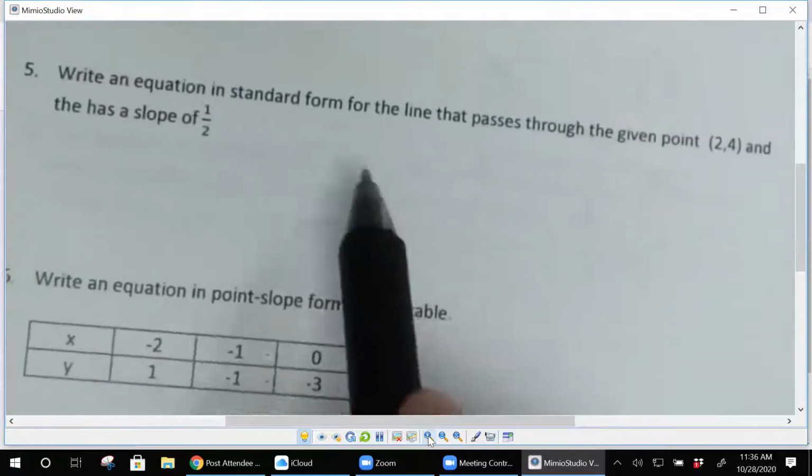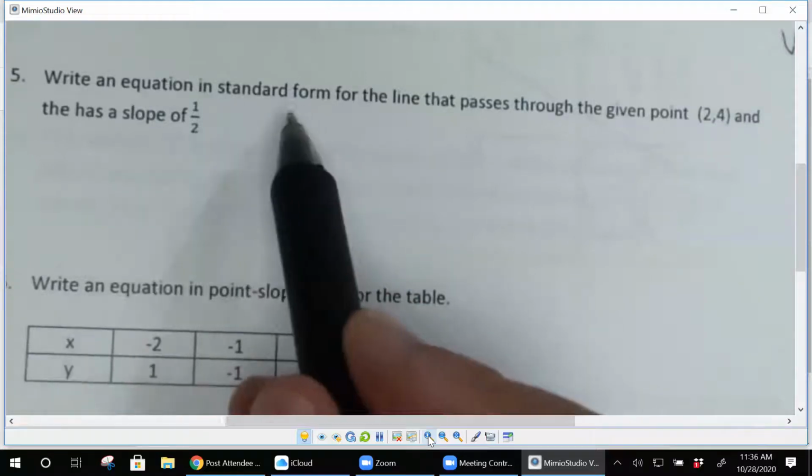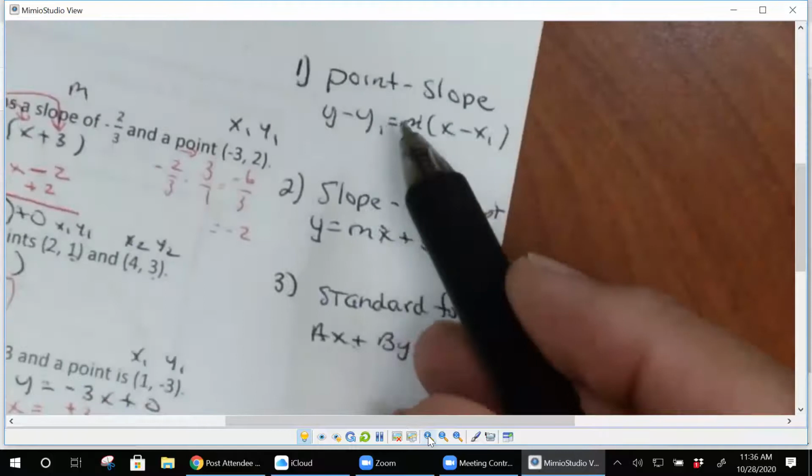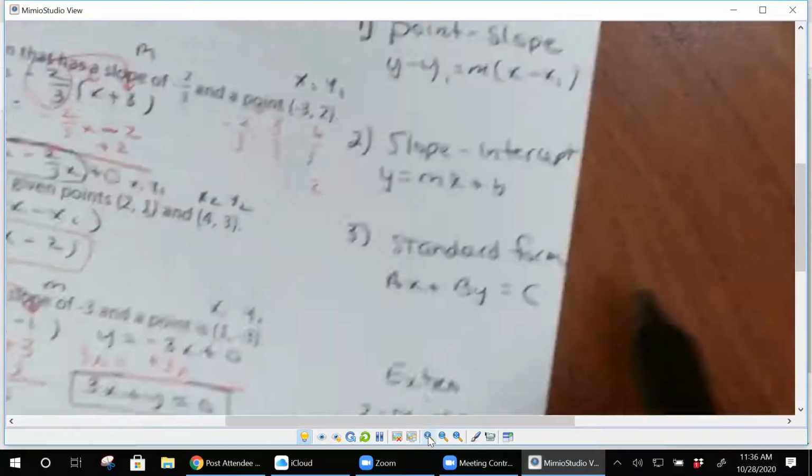Same thing with this. You just kind of watch what they want. So if they want you to do standard form, that's this guy on the bottom. So you have to do these two at first. So you need to start with this and work your way down.